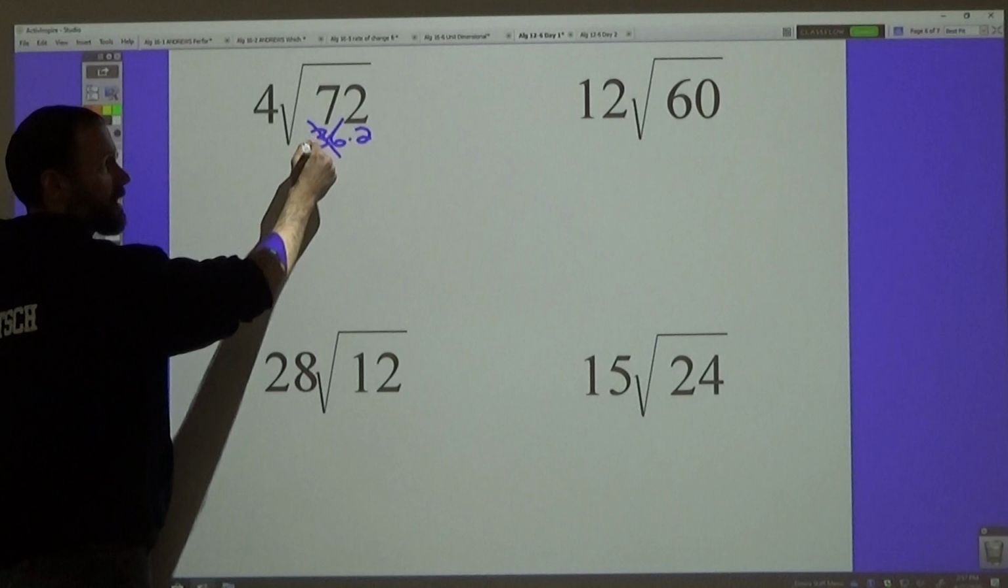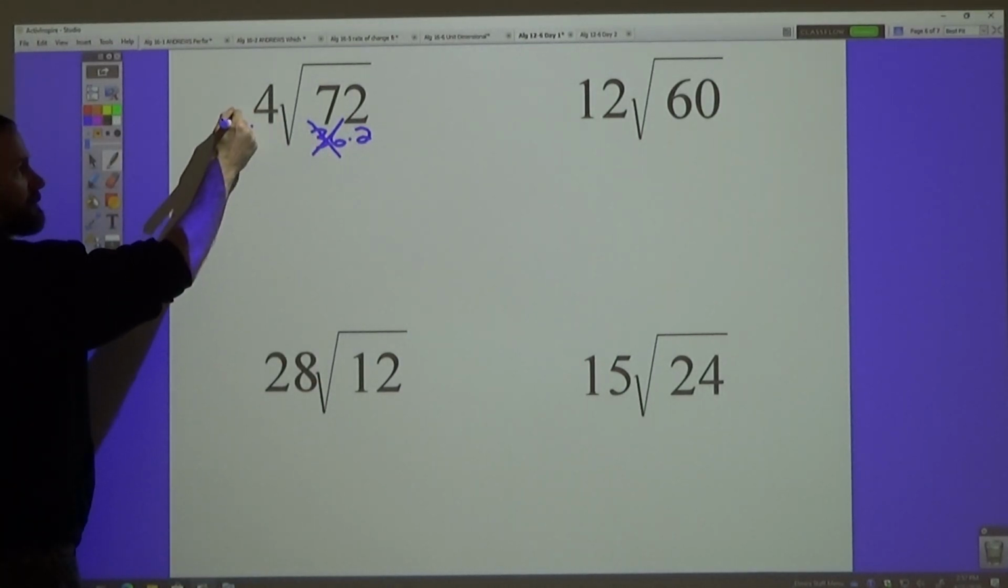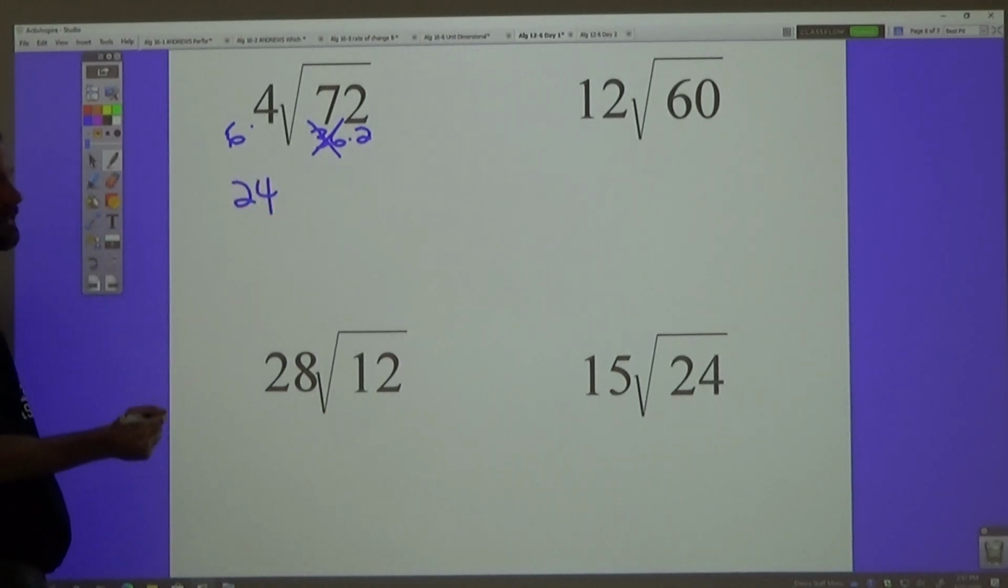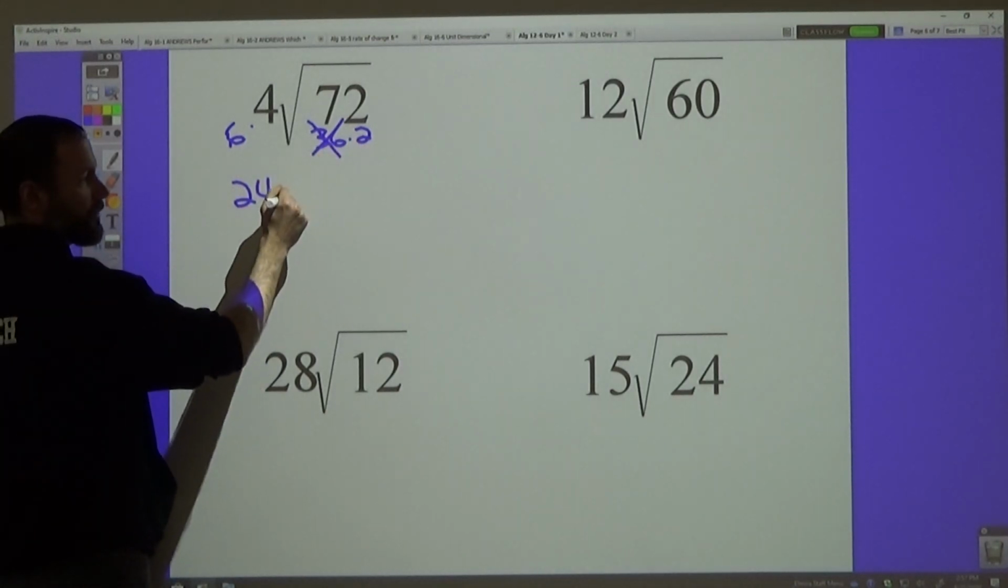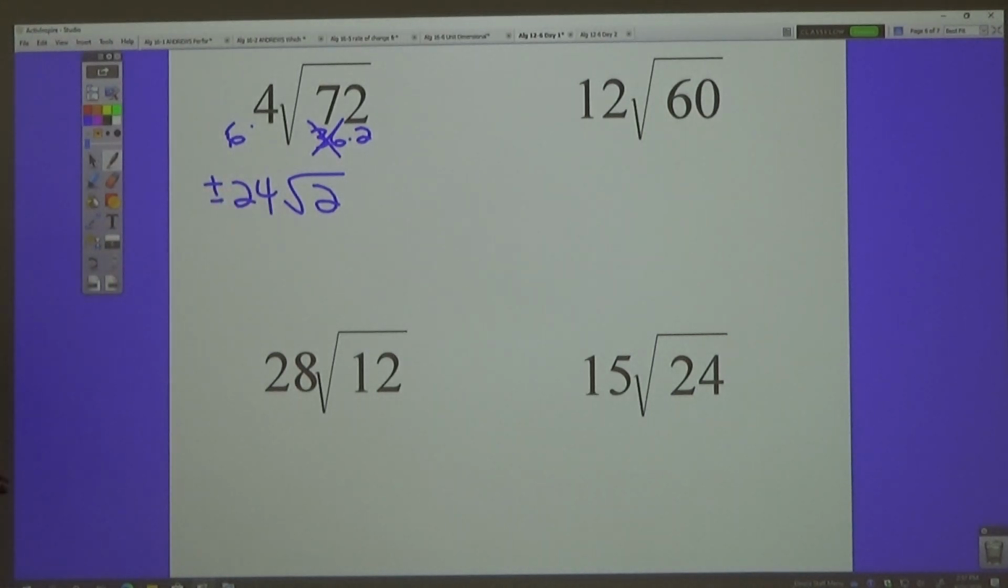36 being a perfect square, cross off the 36, bring out the 6. So 6 times 4 is 24 on the outside. All that we're left with on the inside is a 2. So we have 24 radical 2.